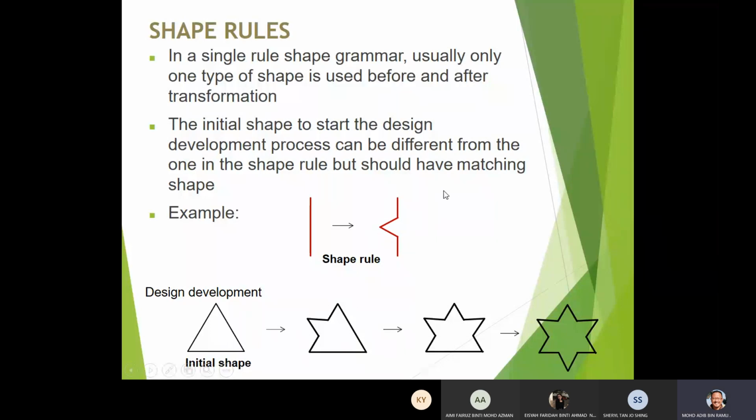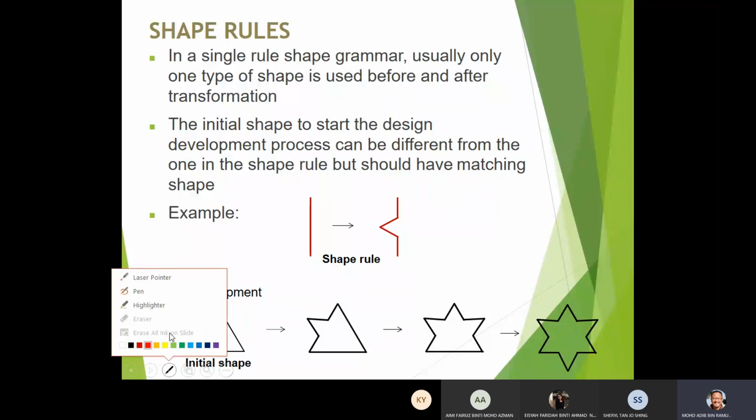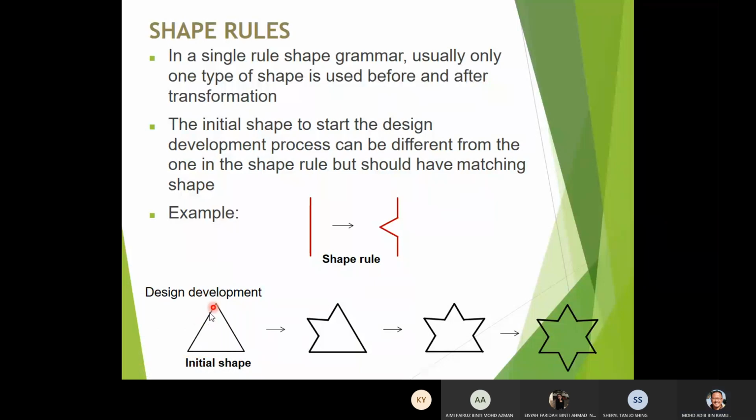So in the design development process, the initial shape you can see here. You start with a triangle because the triangle consists of 3 lines, right? So you can apply the shape rule to all the 3 lines. So first you apply to this side, then second you apply to this side, then third you apply to that side. So that's how you get this star shape here.